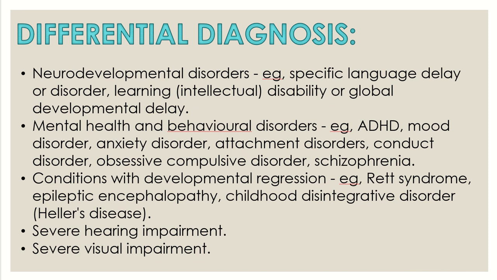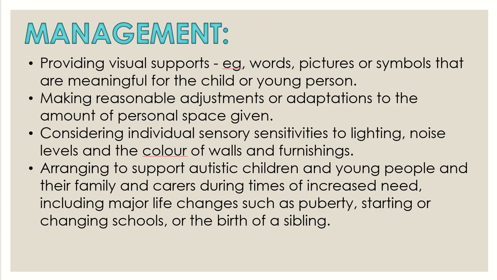Differential diagnosis can include neurodevelopmental disorder, for example, any specific language delay or disorder, learning or intellectual disability, or global developmental delay. Now, mental health and behavioral disorders, for example, ADHD, mood disorder, anxiety disorder, attachment disorder, conduct disorder, obsessive compulsive disorder, schizophrenia, conditions with developmental regression, for example, Rett syndrome, epileptic encephalopathy, childhood disintegrative disorder, that's also called Heller's disease. Maybe an example: severe hearing impairment and severe visual impairment.